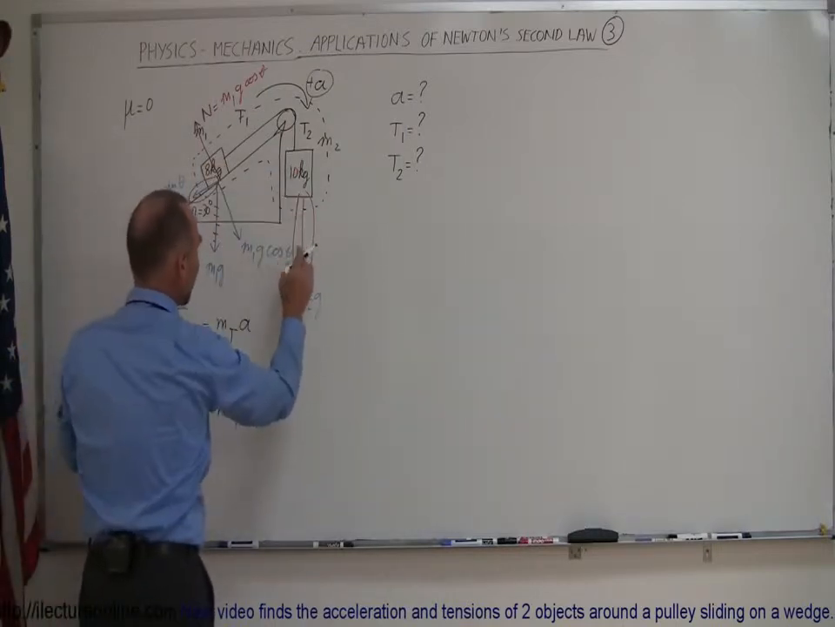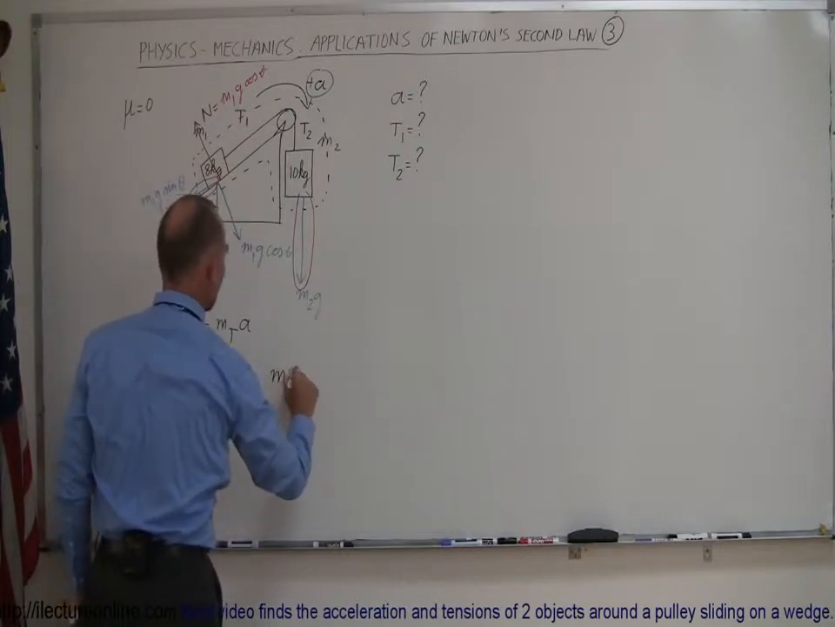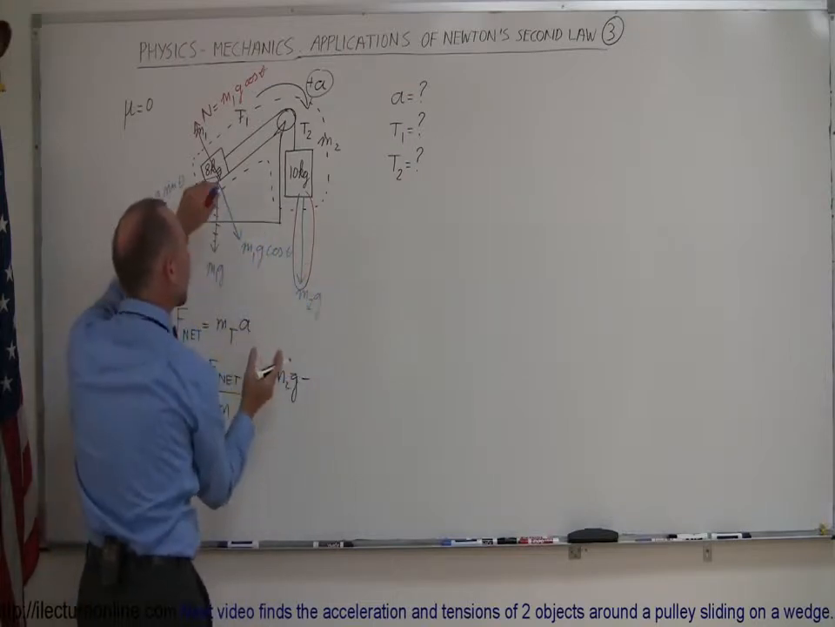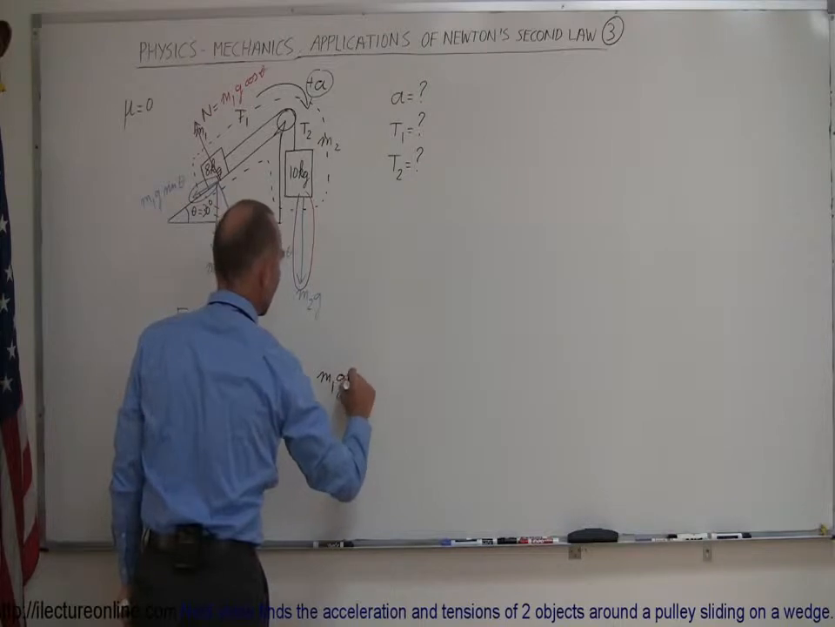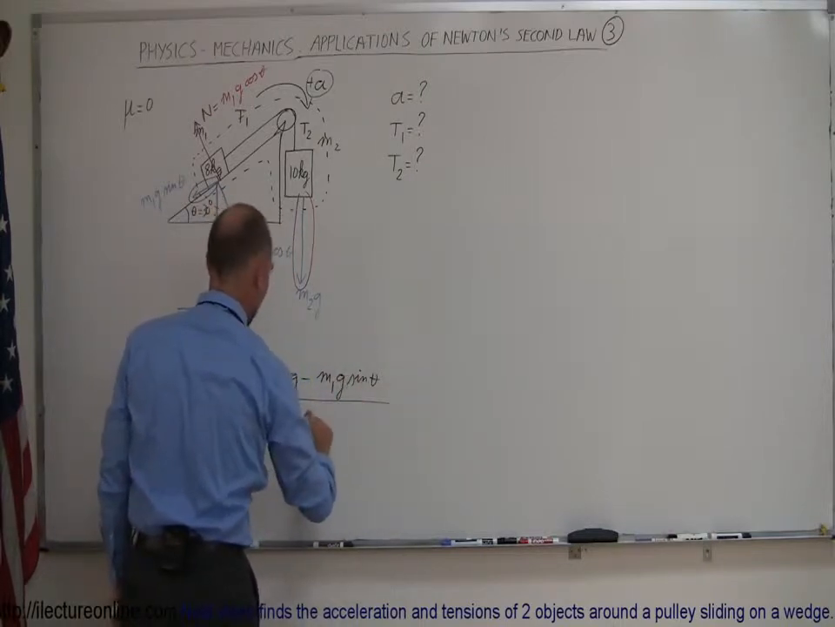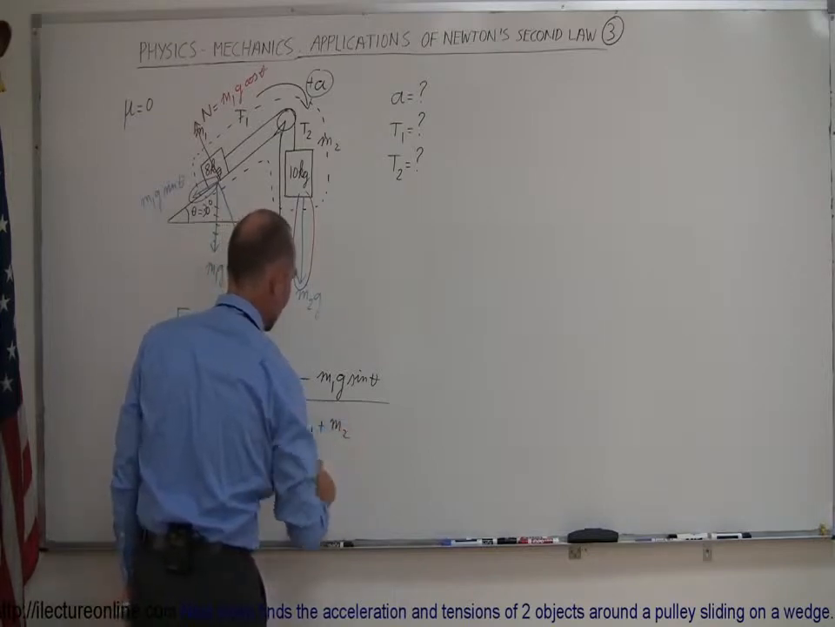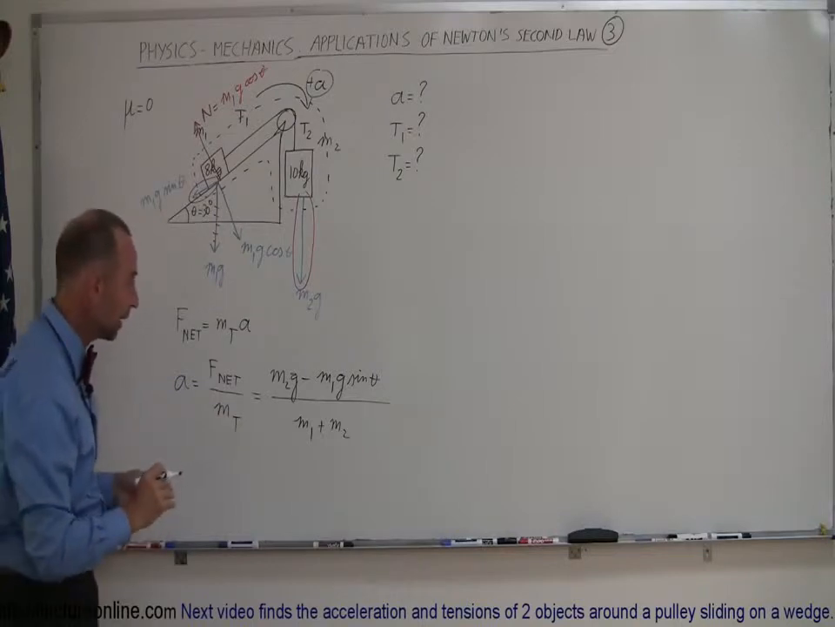So we have this force right here, which will aid the acceleration. So this would be equal to m2g, and I'll call that positive, minus this force right here because it opposes the acceleration. So it would be equal to m1g sine of theta, and the whole thing divided by the sum of the two masses, m1 plus m2. And that's how I can find the acceleration of the whole system. All right, plugging in the numbers.